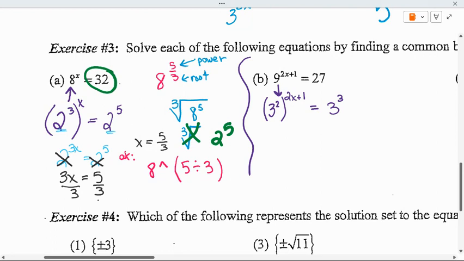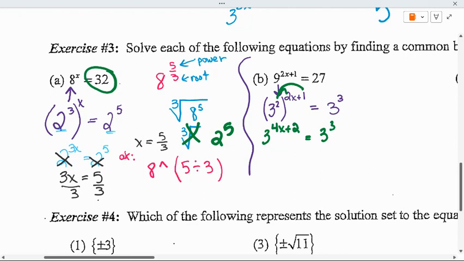So now, what do we have to do on the left side? Because I have a power being raised to a power. Multiply or distribute that, right? So I always draw arrows so I don't forget. So this is really 3 to the 4x plus 2. Does everybody see that? 2 times 2x and 2 times 1 equals 3 cubed.